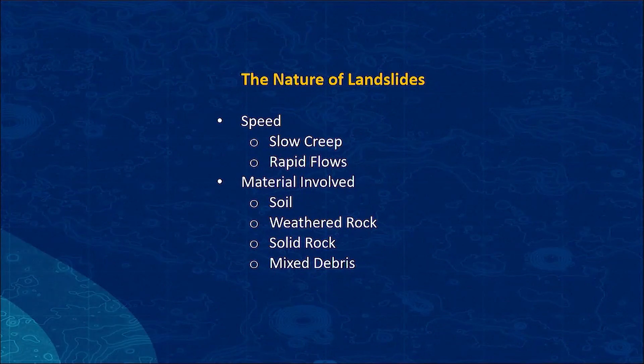Mixed debris, a combination of soil, rock fragments, broken trees, water, mud, and vegetation. This is the most common material in many landslides, especially debris flows or mud flows, where heavy rain mixes everything into a fast-moving, thick slurry that acts like a river of mud and rocks.